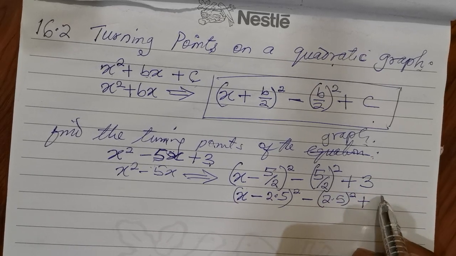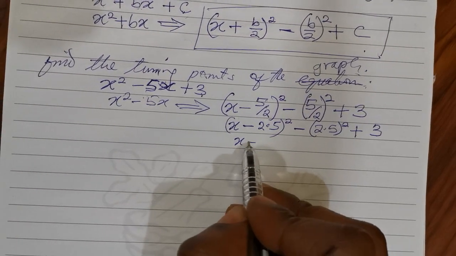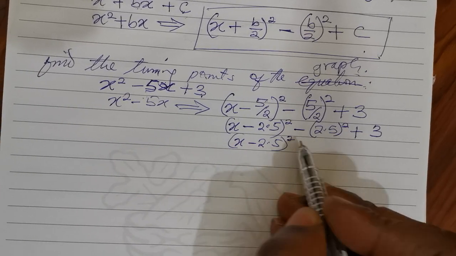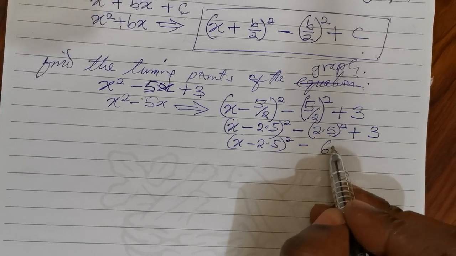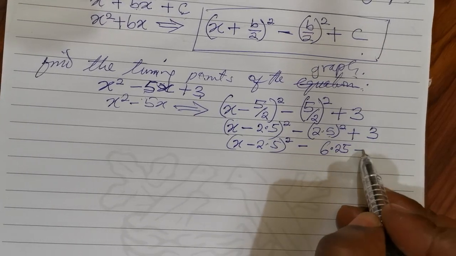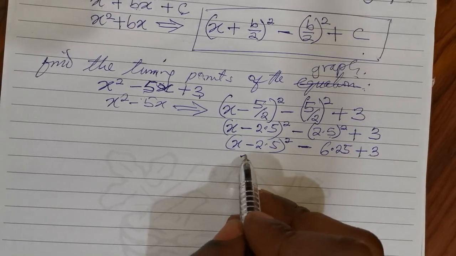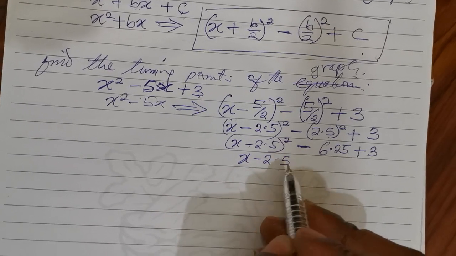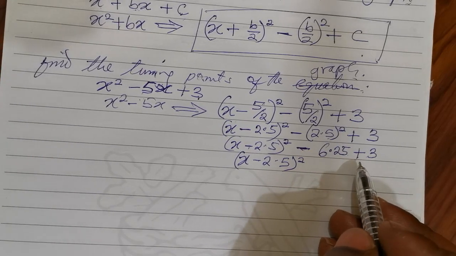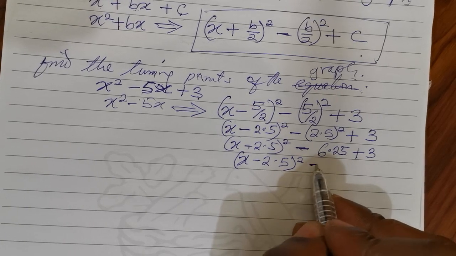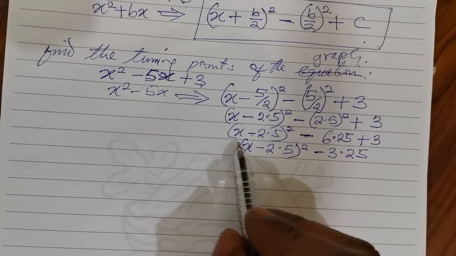Plus 3. This simply gives me x minus 2.5 squared minus the square of 2.5, which is 6.25, plus 3. Minus 6.25 plus 3 gives me minus 3.25. So we have x minus 2.5 squared minus 3.25. This is the completed square.